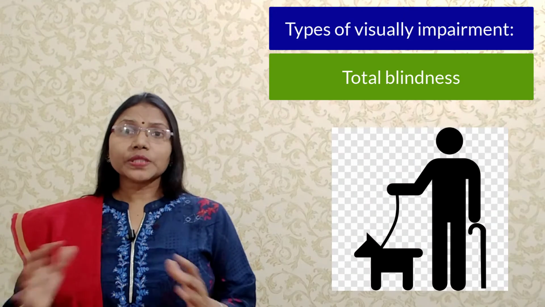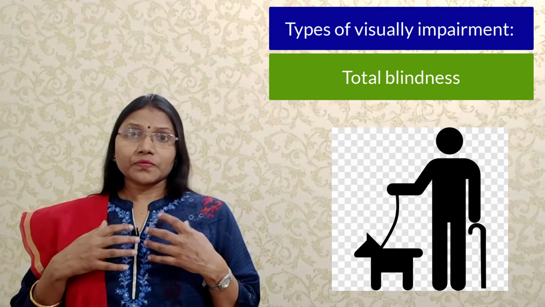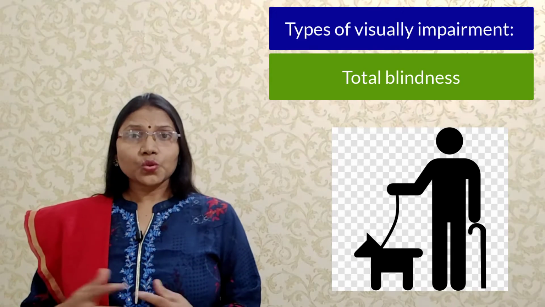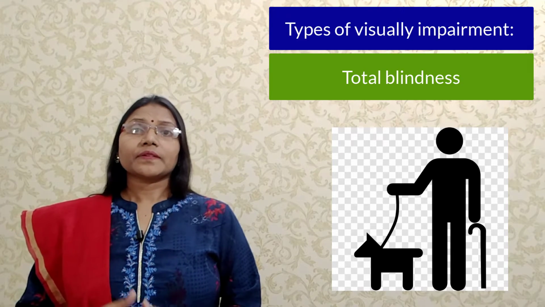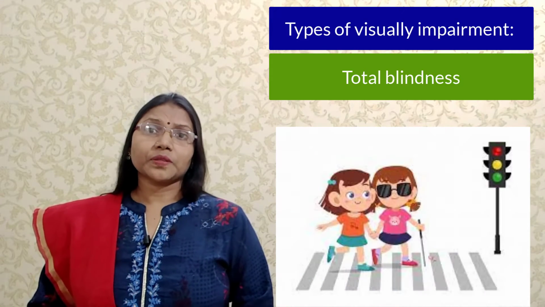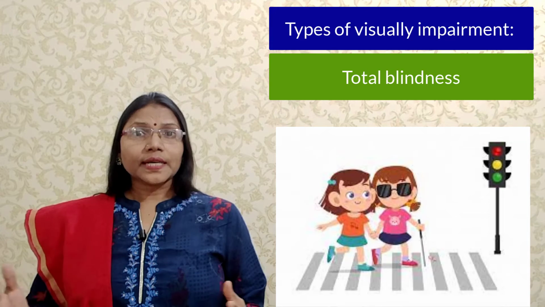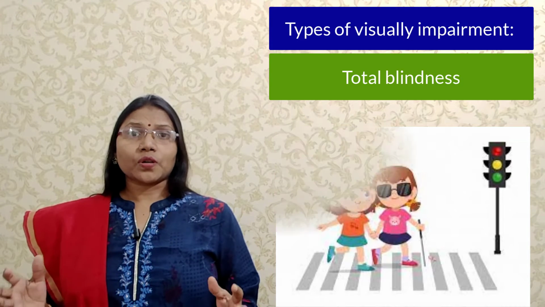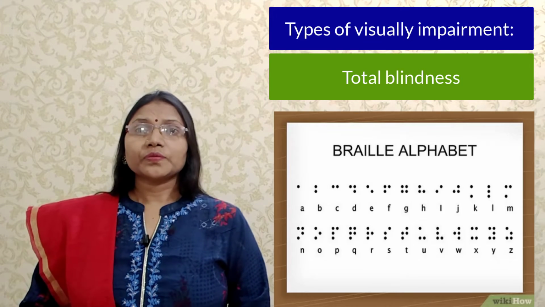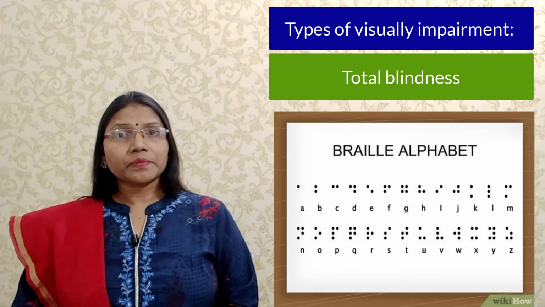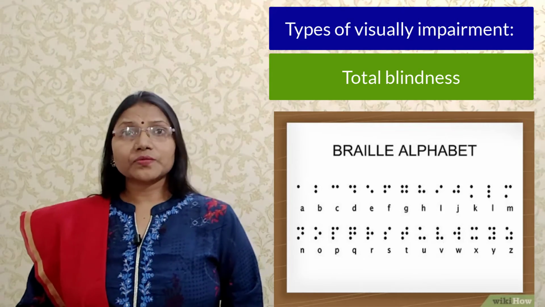Next one is total blindness. The visual disability referred to as total blindness is the characteristics of the persons who have no vision, that is, no perception at all of the object seen and can learn via braille or other non-visual media.